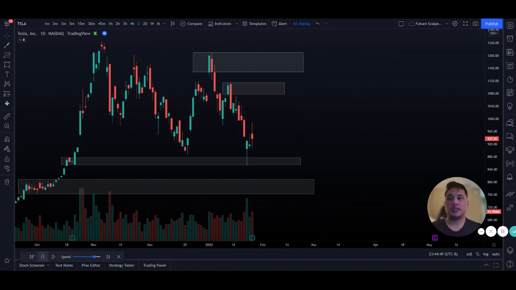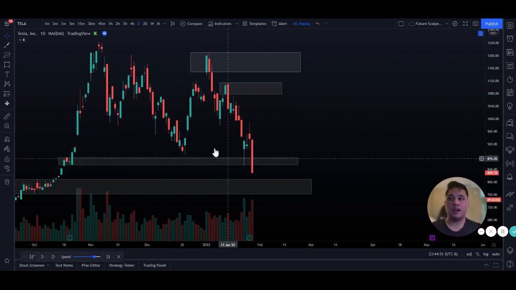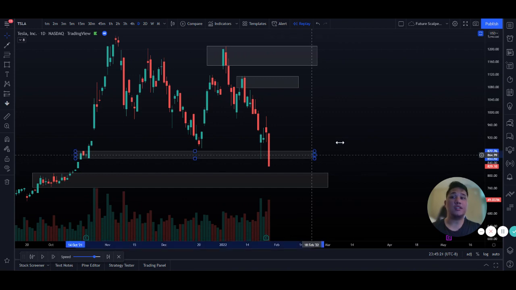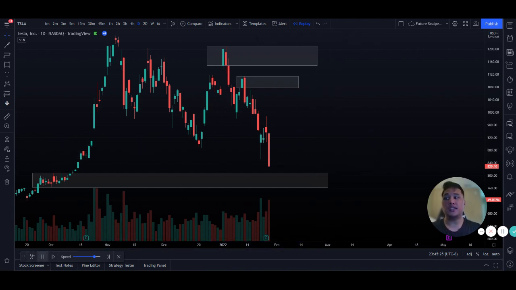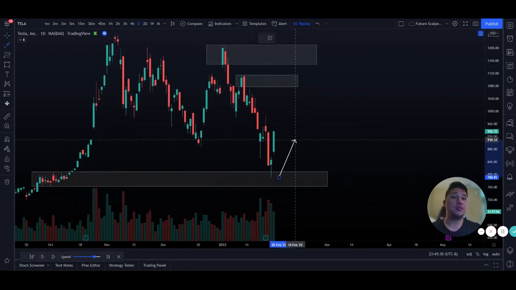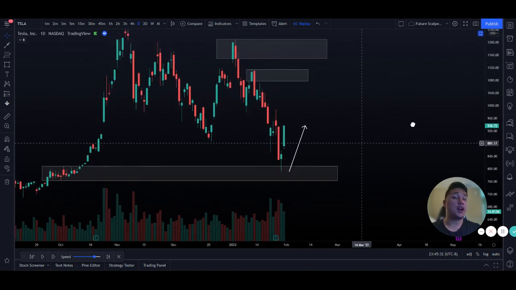And so I also want to note here that, again, this is not an end all be all strategy. The strategy is not going to work 100% of the time, but it does work a majority of the time, enough to the point where you can actually stay consistently profitable in the markets.